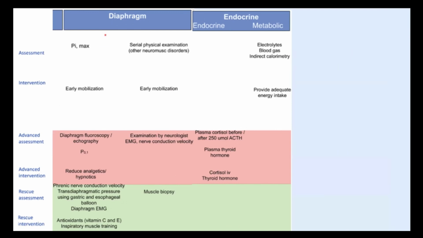Diaphragm assessment, then it's more complicated. So you do an ultrasound of the diaphragm, and you see both of these. Early mobilization is the sort of intervention. So it's really quite important to try to mobilize our ICU patients earlier. And the metabolic part, measuring of the hormone levels, treating appropriately with that. Okay, so those are the main causes of failure to wean.